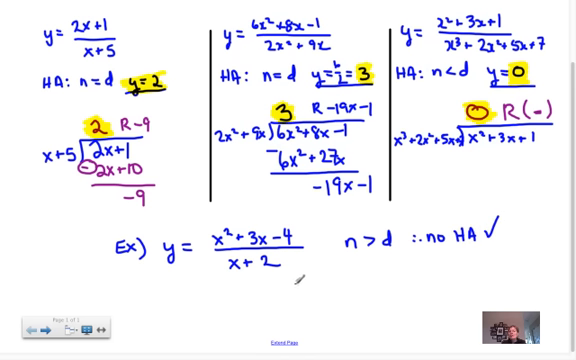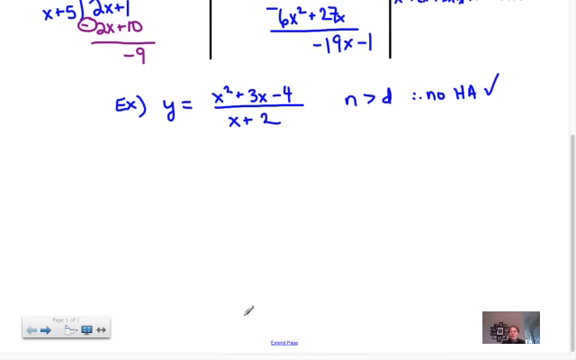But there is still end behavior, and let's figure out what the end behavior is. So we're going to do the same thing we did before. We're going to take x squared plus 3x minus 4, and we're going to divide it by x plus 2.